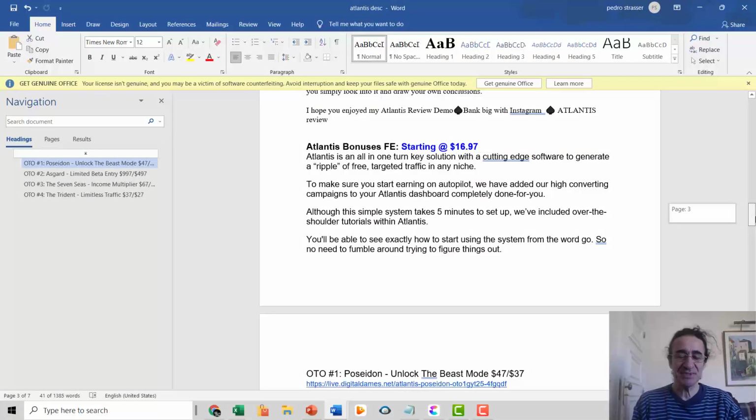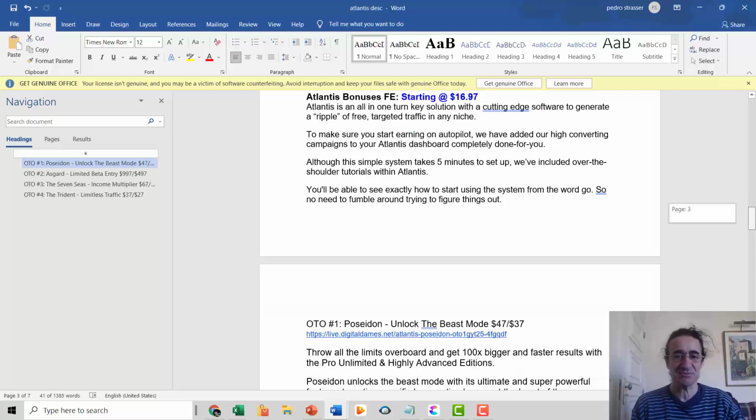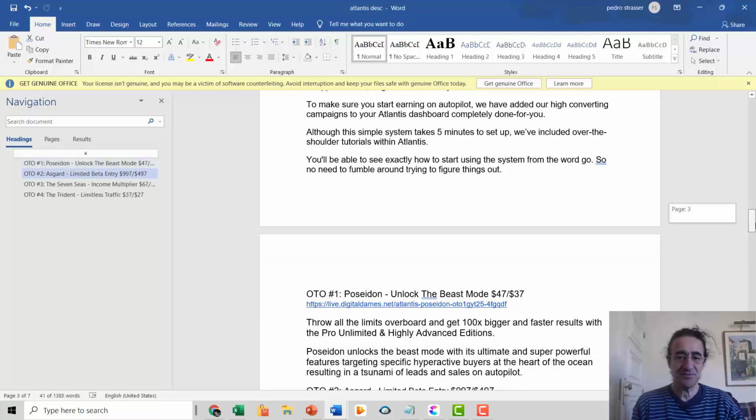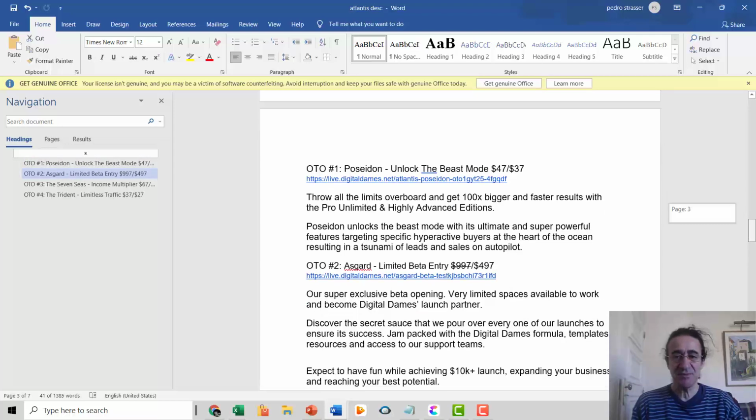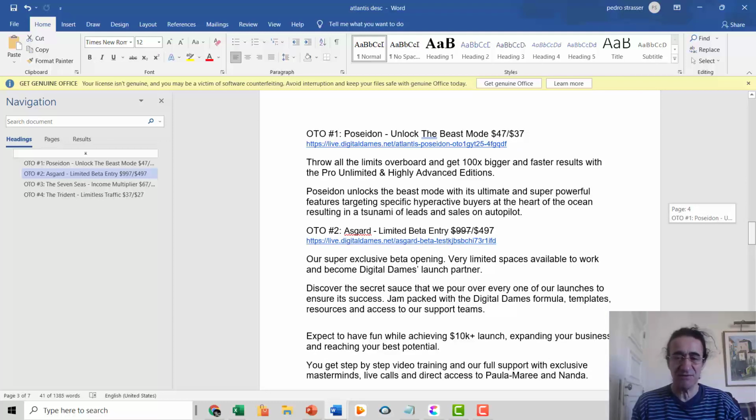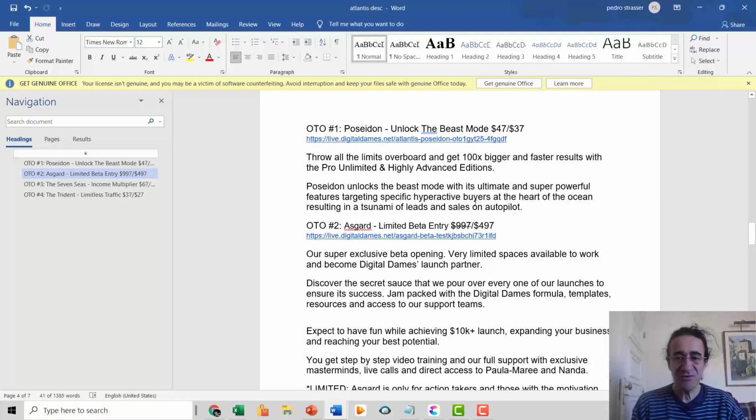Okay, talking about the price and upsells, if you buy the front end, you're going to pay $16 or $70, and you get everything that I just told you. If you get upsell number one, you're going to get Poseidon, this is like a beast mode, for $47 or $37 the downsell. I have to say that if you buy the downsells, usually they are not as complete as the upsells. So with the Poseidon, you're going to get 100 times bigger and faster results with the Pro Unlimited and Ultra Advanced Editions. This is going to unlock the beast mode, and it's going to target specific hyperactive buyers at the heart of Instagram. They use a lot of poetry here, but this is what they mean.